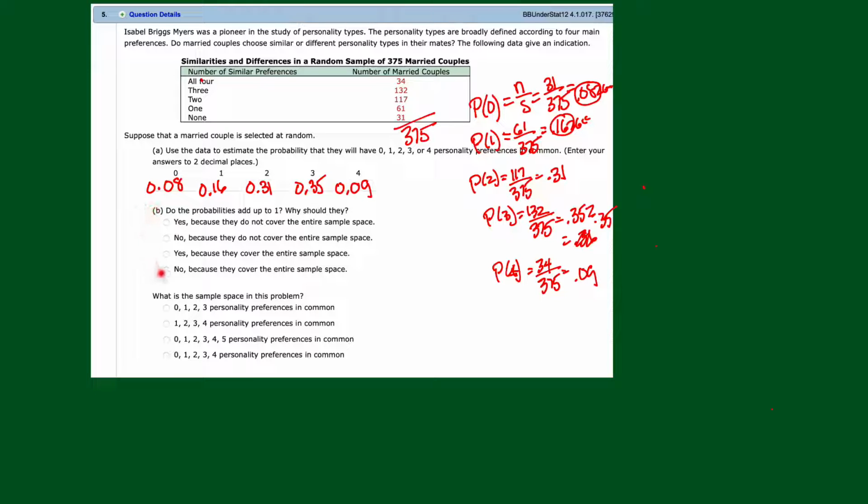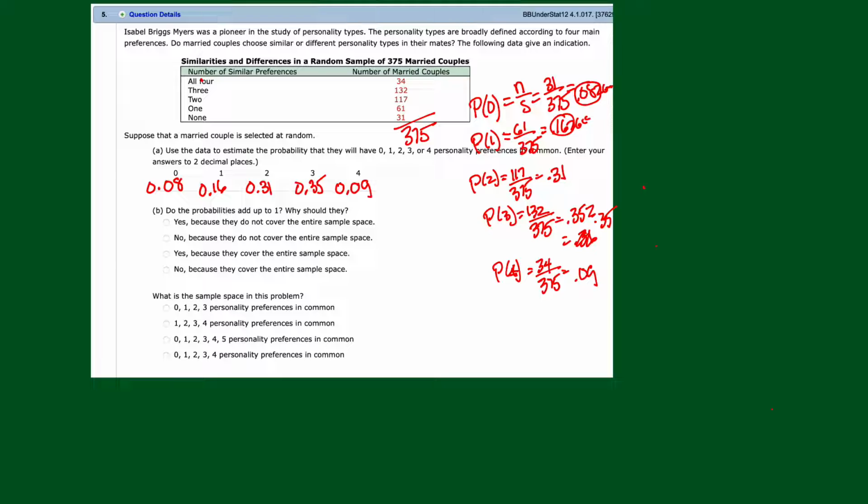Now, question B, this is interesting because it says, do the probabilities add up to 1? I'm going to claim no because we rounded off. We rounded things off, so I don't expect to get 1. However, I know what's supposed to happen here. If we wrote every one of these decimals all the way out, they cover the entire sample space, so they're supposed to add to 1. But if you do this on your calculator, you get about 0.99. They don't add up to 1 because we rounded off.